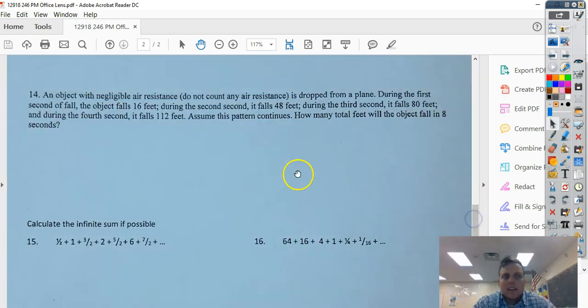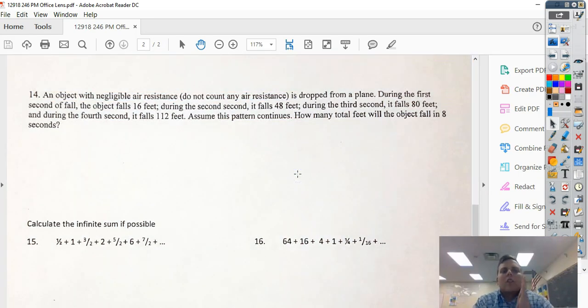That was weird. 14. An object falls with negligible air resistance. In other words, I can ignore it. It's dropped from a plane. During the first second of the fall, the object falls 16 feet. During the second, it falls another 48 feet. During the third second, it falls 80 feet. And during the fourth second, it falls 112 feet.